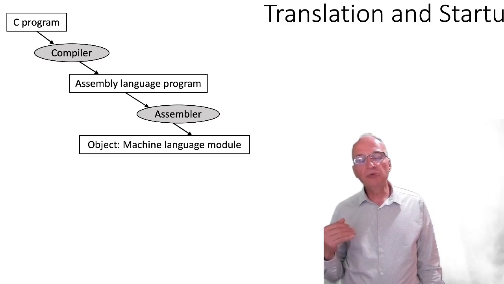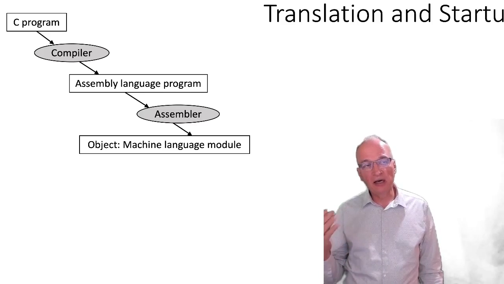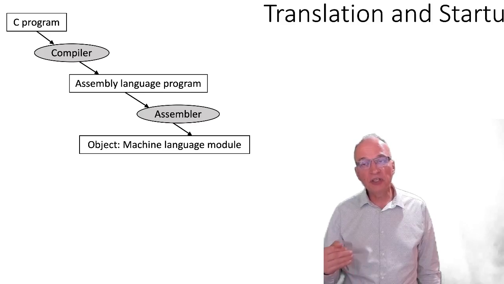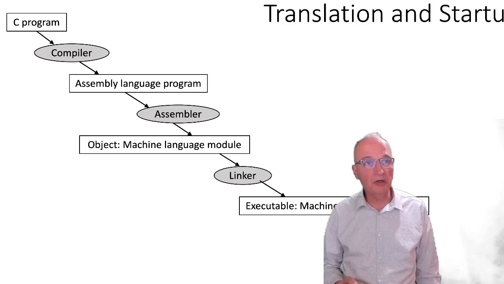Oftentimes we are not writing code in assembly. We write code in a higher level language such as a C program, and then we use a compiler to generate the assembly code. So the path goes from a C program, for example, through the compiler to the assembly language program.